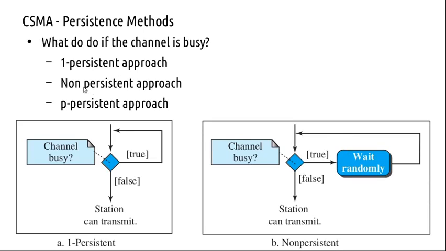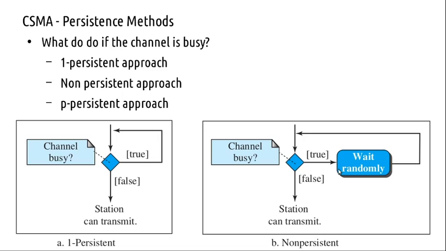Whereas in the non-persistent approach, it will again observe the channel and check whether the channel is being used by someone. If it is not used, it will transmit. If it is being used, it will wait for a random duration.